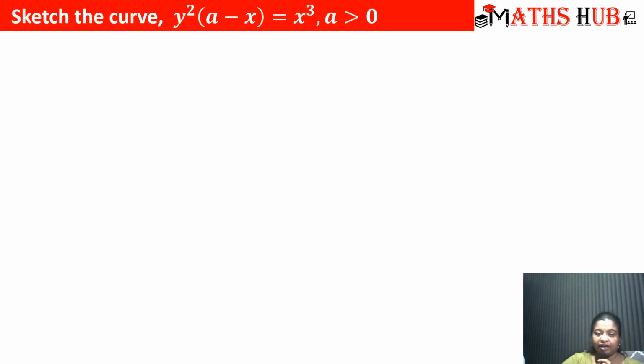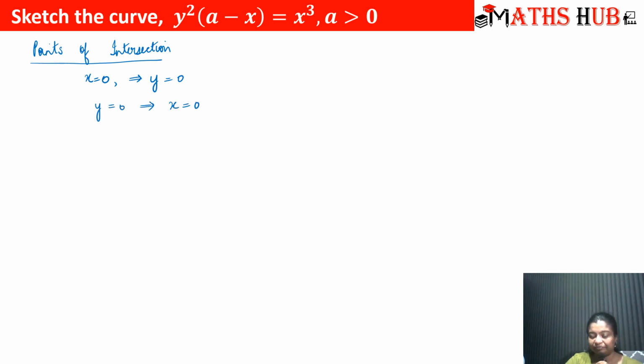Now let us check another thing, the points of intersection, the P point. What are the points of intersection? When we put x as 0, obviously y will become 0, and when we put y as 0, then x will also be 0, right?